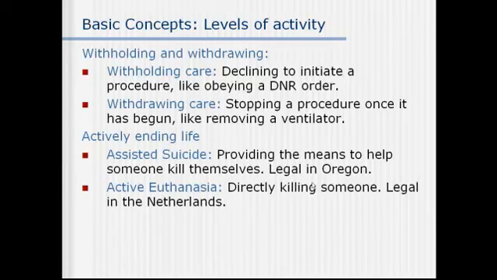You also need to distinguish between two ways of actively ending life. One is assisted suicide. Assisted suicide, or physician-assisted suicide, occurs when the doctor gives the patient the means to end their own life. This is actually legal in Oregon, in the United States. Doctors are allowed to write a prescription for a lethal dose of painkillers. The patient can then fill this prescription, and when they feel like the time has come, they can take the drugs.